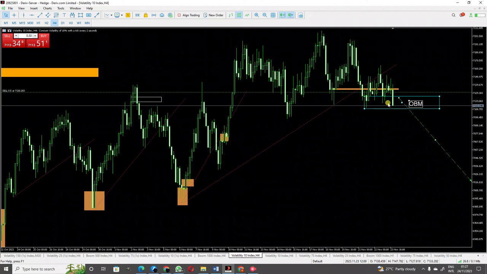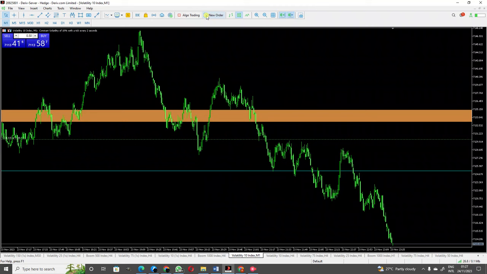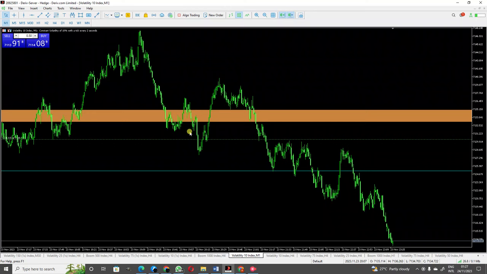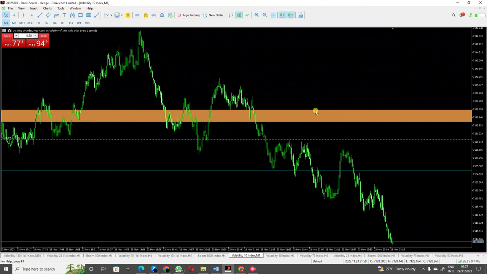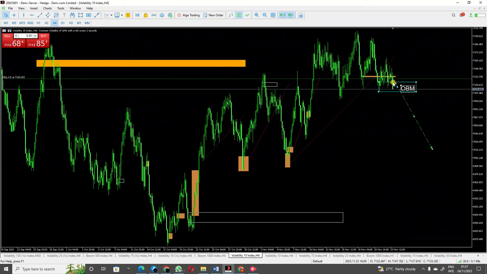You see? We are moving. This is VIX 10, guys. This is VIX 10. As you can see, the movement that we are trying to get there, it's really promising. This is a real account, as you can see, guys. I'm demonstrating this on a real account. Small lot size, of course, yes, because of demonstration purposes. This does work, guys. It does work very well.